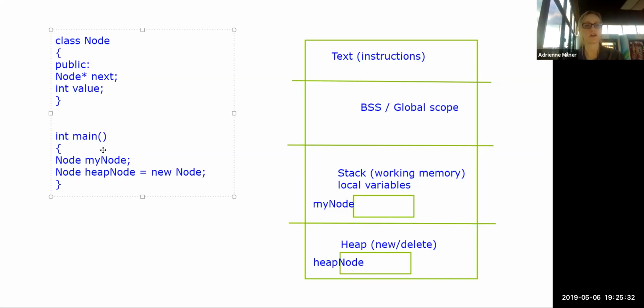So once you leave the scope of main, myNode will go away. Poof, it's gone. heapNode will not. How do we get it to go away if we don't want it anymore?